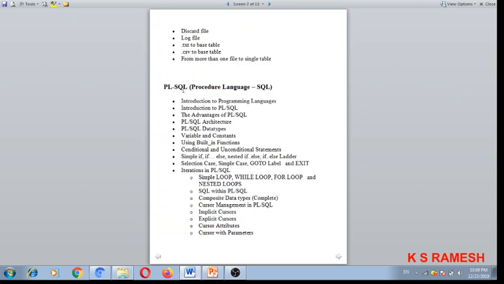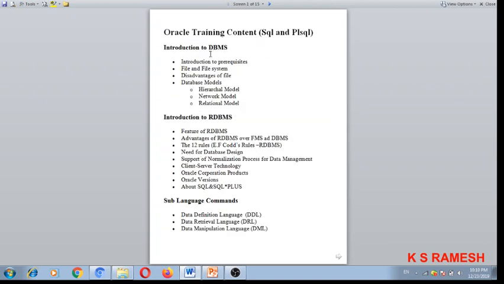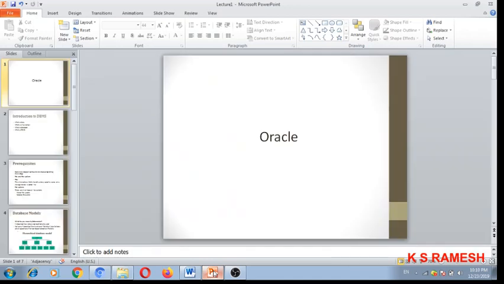And the main important thing, PL/SQL, procedural language extension to SQL. So before going to PL/SQL, let us discuss today's lecture, the introduction to DBMS. For that, what are the prerequisites? What are the prerequisites to learn this Oracle course?